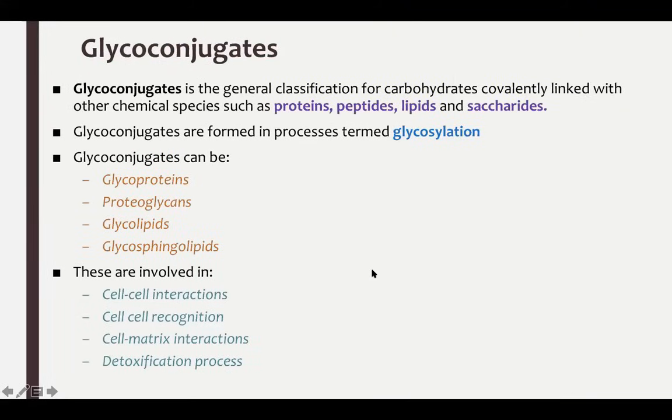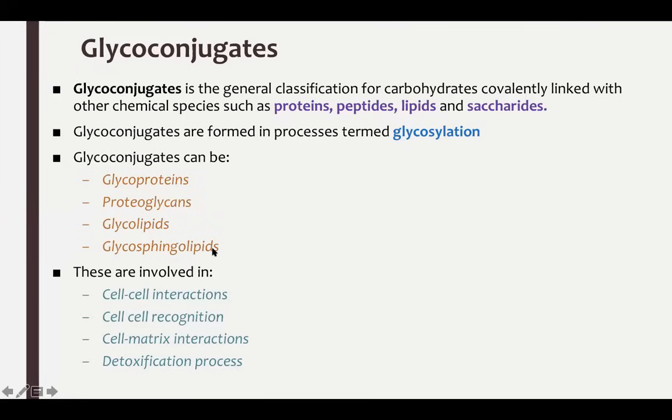Then comes the glycoconjugates, which is the last part of our lecture. We will discuss 4 types of glycoconjugates. Glycoconjugates are nothing but molecules where carbohydrates are covalently linked to proteins, peptides, lipids, or saccharides, I mean other glucose or sugar molecules. They are formed via a process called glycosylation. You will learn about different glycoconjugates like glycoprotein, proteoglycan, glycolipid, glycosphingolipid.